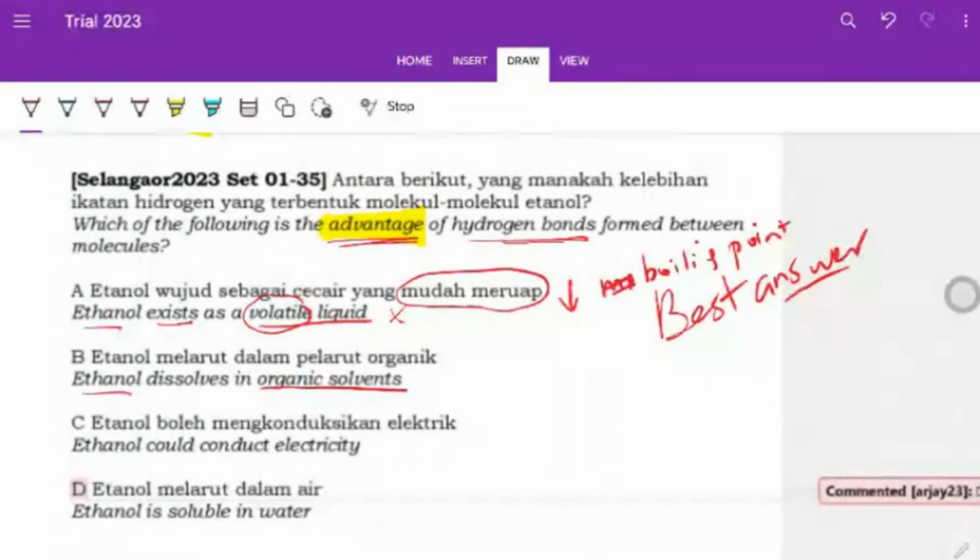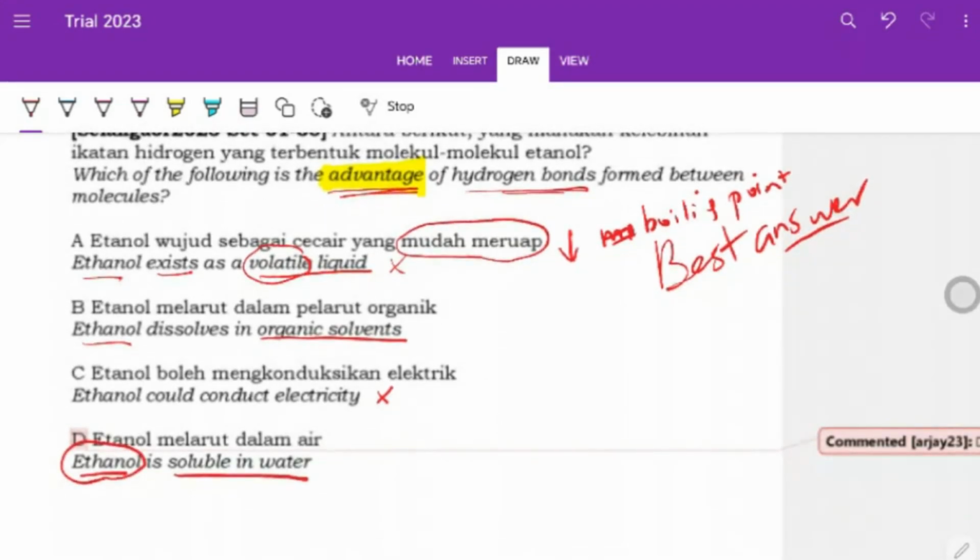Then ethanol dissolved in organic solvent. It is dissolved, but it's not because of the hydrogen bond. Ethanol could conduct electricity? No, not because of the hydrogen bond. Yes, it makes the ethanol soluble in water. Ethanol actually is a covalent compound, right? If covalent, it should be soluble in organic solvent only, right?